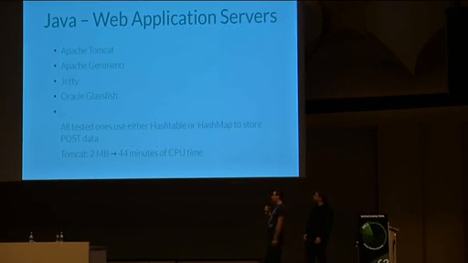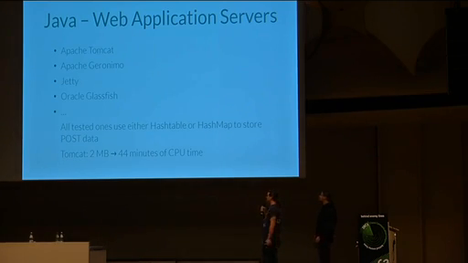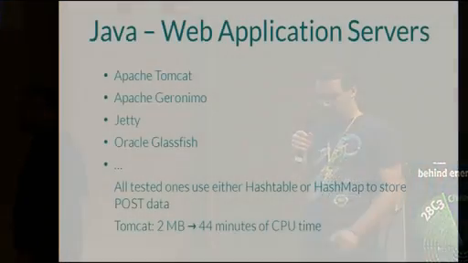All of them use either the Hashtable type or the HashMap type in Java to store that post data, and they typically have a limit of 2 MB. Jetty is the exception here, with about 200K, which is way better. So if you have a Tomcat running and you throw 2 megabytes of post data at it, that's 44 minutes of your CPU time gone.